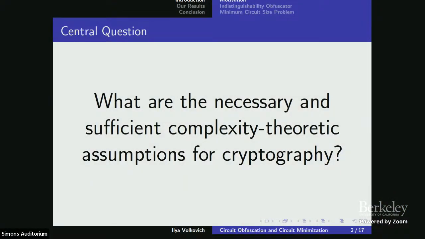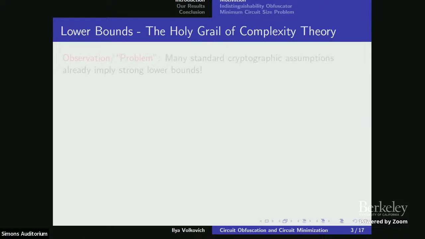You can take this in many ways, and all kinds of things touched upon this in the previous days as well, but I would like to focus on something very concrete here, and this is perhaps one of the holy grails of complexity theory. Again, I don't have a holy grail here, but you'll have to forgive me for that. And this is lower bounds. In complexity theory, proving lower bounds is the holy grail.